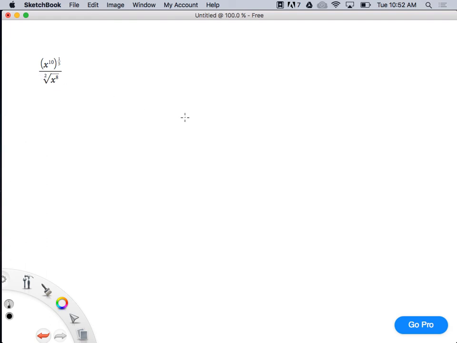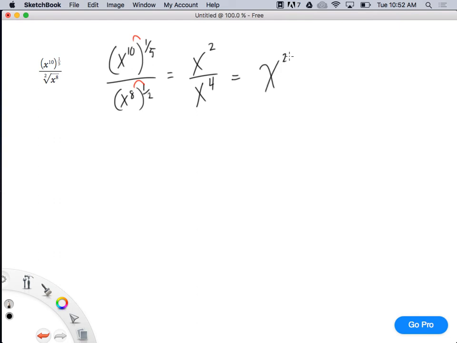Okay. All right. X to the 10th. All right. We got to rewrite the radicals, right? X to the 10th to the 1/5 power over x to the 8th to the 1/2 power. This is pretty simple, actually. Bring that in. X to the 10 over 5 is 2, over x to the 8 over 2 is 4. I then have a quotient, so I subtract the exponents. X to the 2 minus 4 equals x to the negative 2, which is fine. You can leave it like that. You can also rewrite it as 1 over x squared, but it means the same thing. Okay?